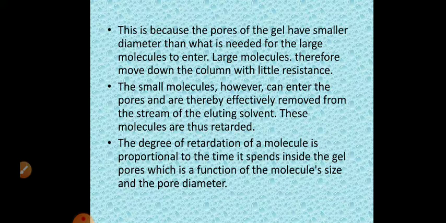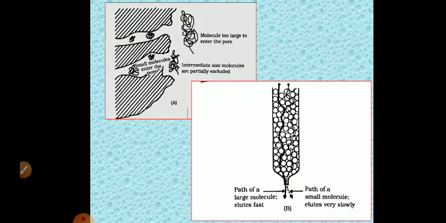They do not enter directly into the stream of the eluting solvent. Rather, small molecules enter inside the pores of the gel. These molecules hence are retarded. The degree of retardation of the molecule is proportional to the time it spends inside the gel pores, which is of course a function of the molecular size of the molecule and the pore diameter.